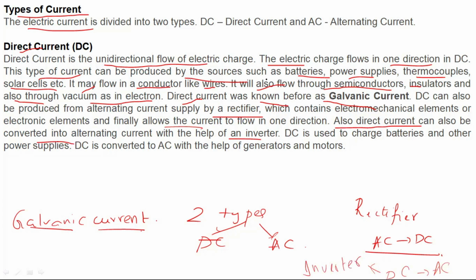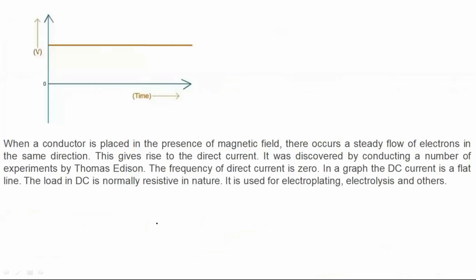DC is used in batteries and other power supplies. AC is converted to DC with the help of generators and motors also. In this graph, the x-axis is the time and the y-axis is the voltage. When a conductor is placed in the presence of a magnetic field, there occurs a steady flow of electrons in the same direction. This gives rise to direct current.